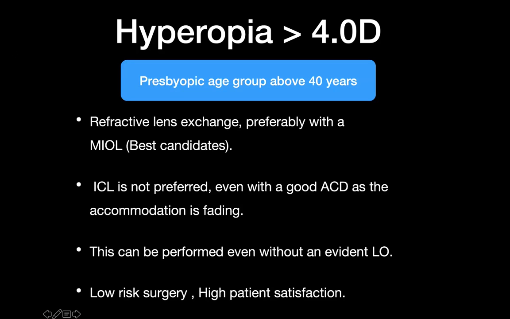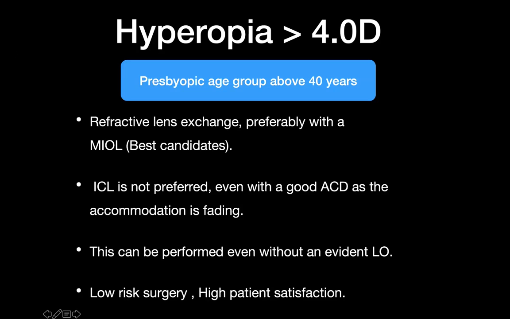Multifocal intraocular lenses now are becoming very, very popular, especially after the generation of trifocal intraocular lenses and the extended depth of focus intraocular lenses. The ICL in these patients is not preferred, even if you have a good anterior chamber depth, which is a little bit rare in the hyperopic above +4.